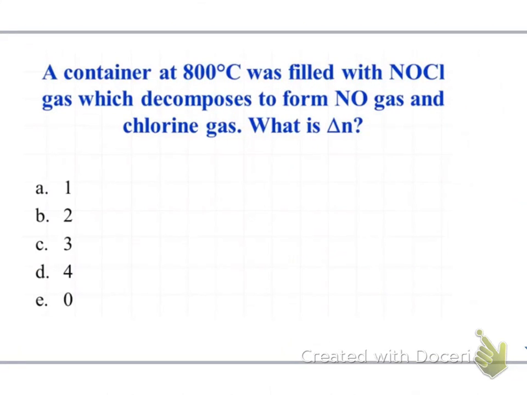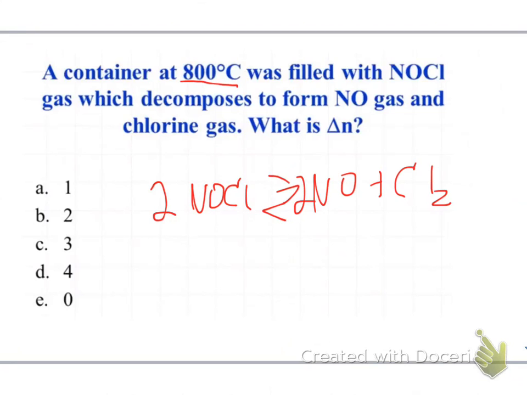Okay, a container at 800 C was filled with NOCl gas, which decomposes to form NO gas and chlorine gas. What is the change in n? Take a look at the previous equation and answer this question when the box comes up. Okay, so we had 2 NOCl becoming 2 NO plus Cl2, so we have 3 moles of gas as product and 2 as reactant, so it's 3 minus 2, and our answer is A.